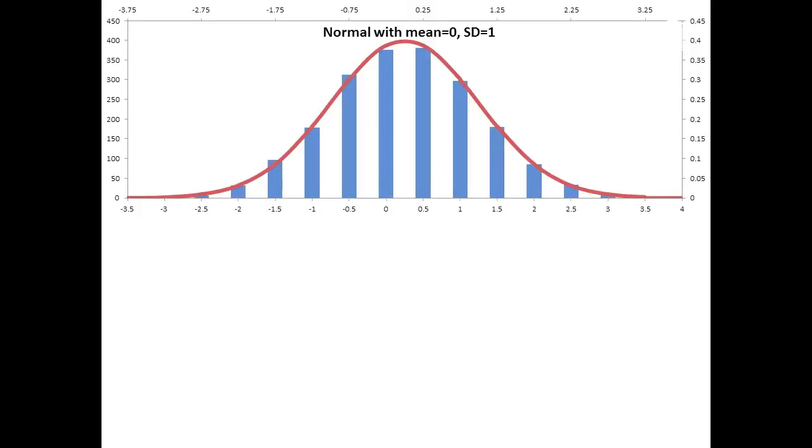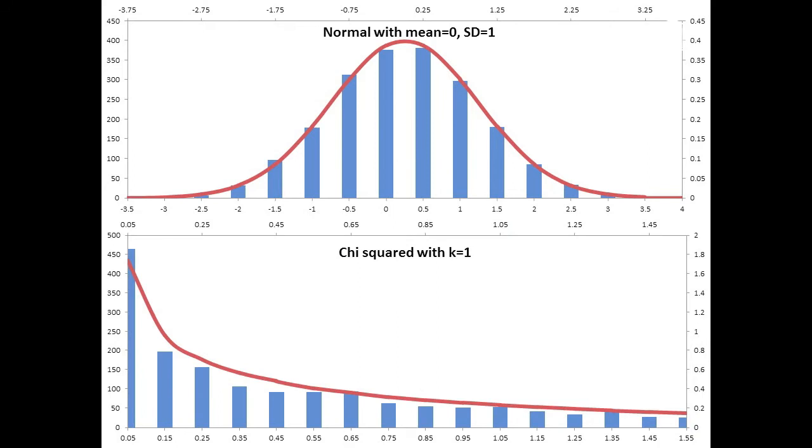Here is a histogram of elements from a random normal distribution with a mean of 0 and variance of 1, along with its theoretical normal curve. If we now square each of the data values and plot a histogram of those values, we obtain this histogram, which matches well with the chi-squared distribution for k equals 1.